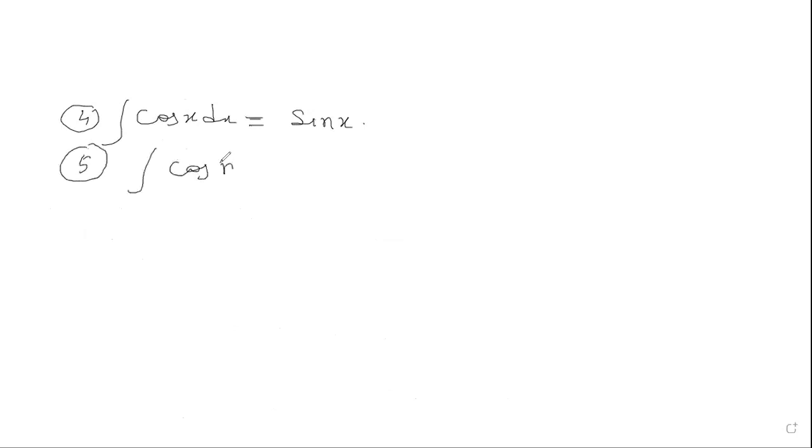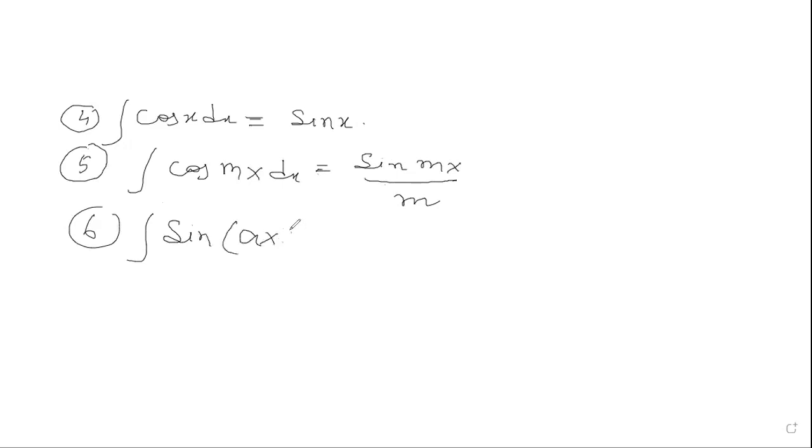Now coming to the next type, that is for cos. The fourth formula is cos x dx. This integration is plus sin x. Then if you have cos mx dx, it will be sin mx by m, and if you have cos(ax plus b), similar to the sin formula.